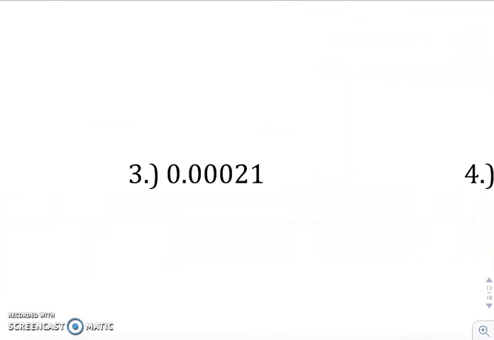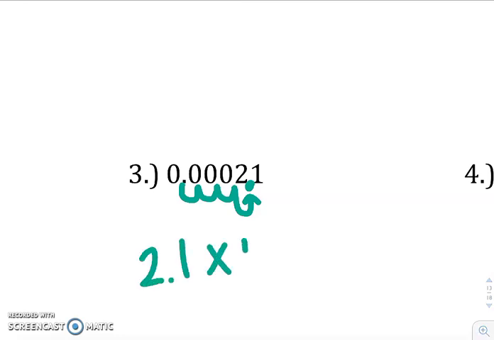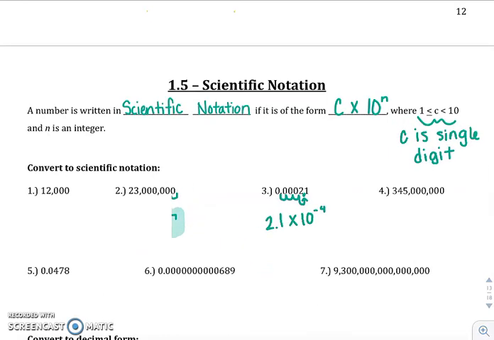So how about 0.00021? This time I see the decimal place. We want it to be, again, right behind that first digit. So from here to where it needs to be, that's 1, 2, 3, 4. So here's the difference between number 3 and the ones we just did. This is going to be 2.1, but it's going to be times 10 to the negative 4th.